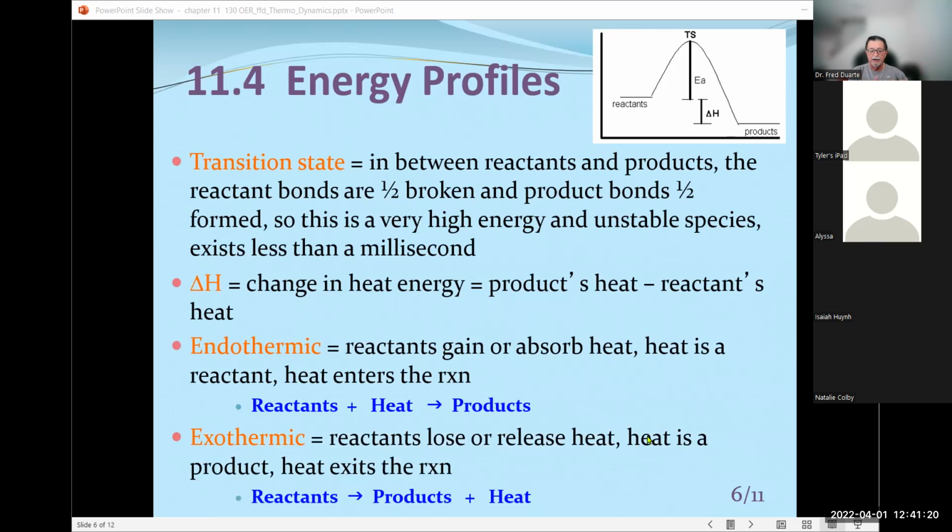The converse of that is an exothermic reaction, where reactants lose or release heat energy, and that means that the heat / energy is a product. So heat exits the reaction, and it is to the right of the reaction area, okay? And it gets a little warm.